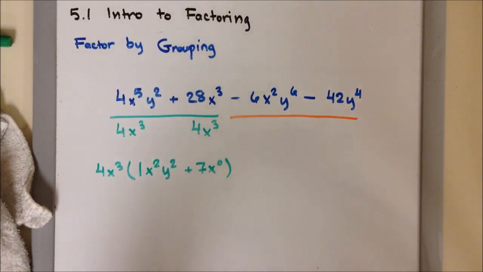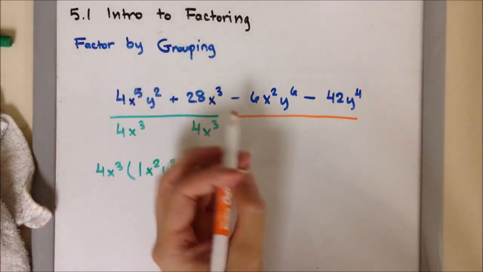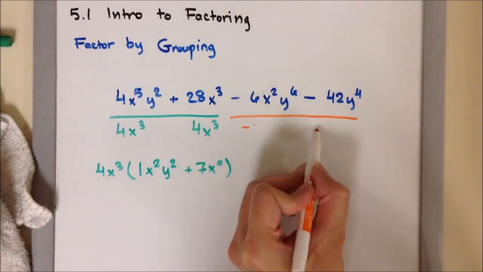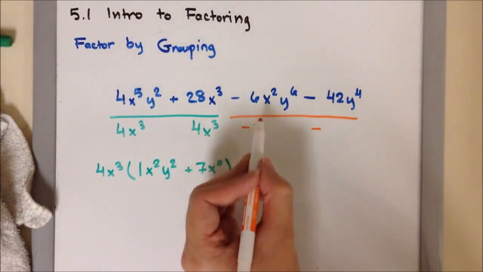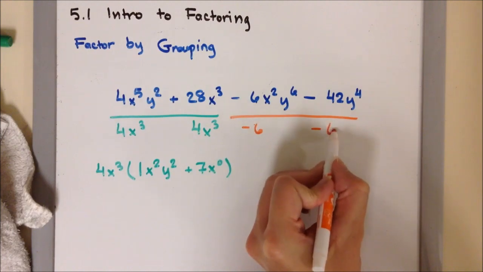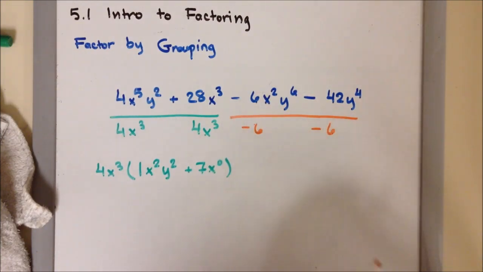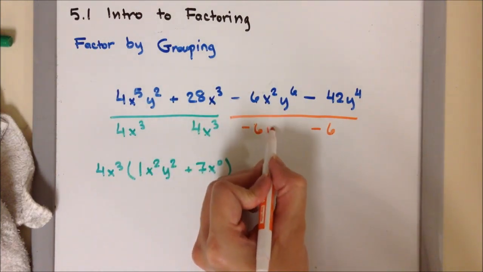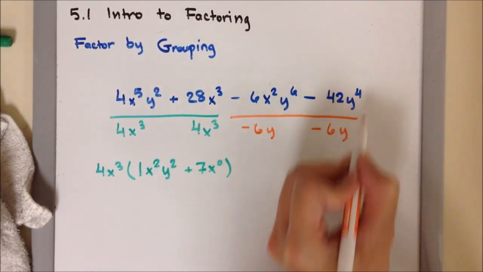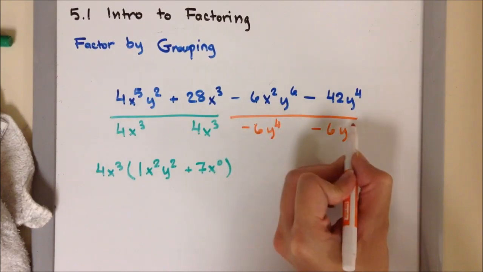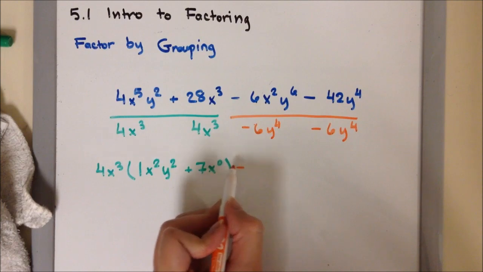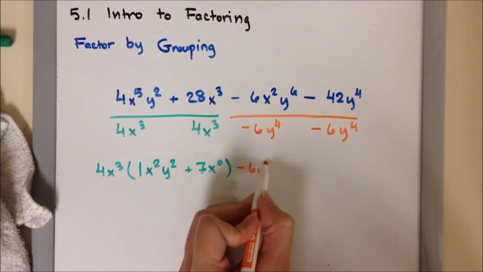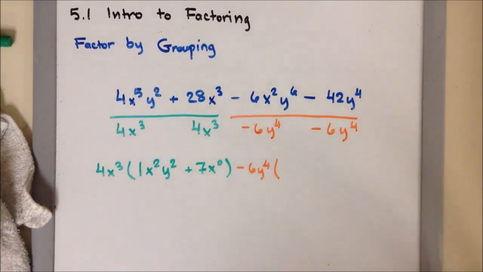Now, on the right side, my first term is negative, so I'm going to be dividing by a negative. What's in common between 6 and 42 is both divisible by 6. Now both of them have a y variable, so we're going to divide both terms by y. The lowest exponent is to the 4th. So my GCF is -6 y to the 4th, so -6 y to the 4th in front of the parentheses.